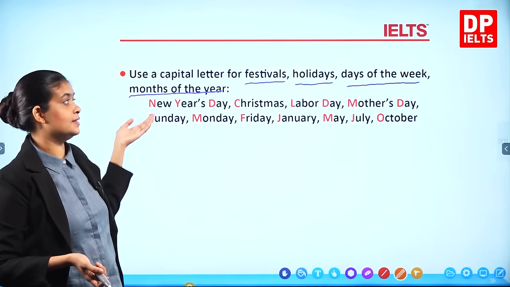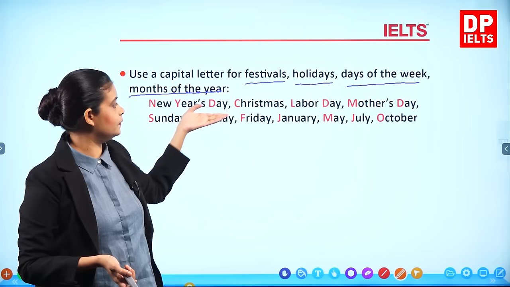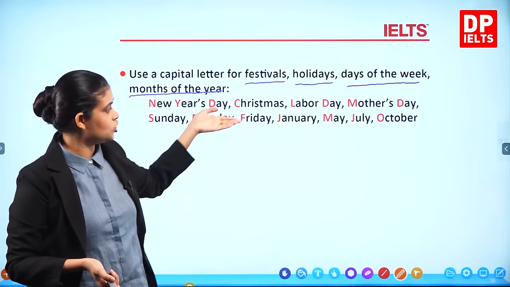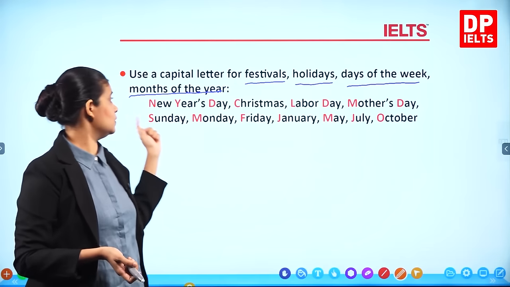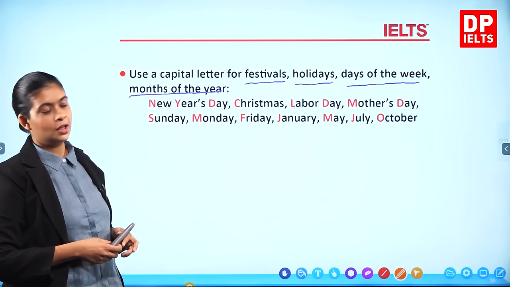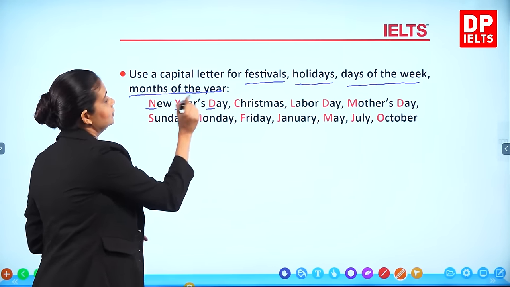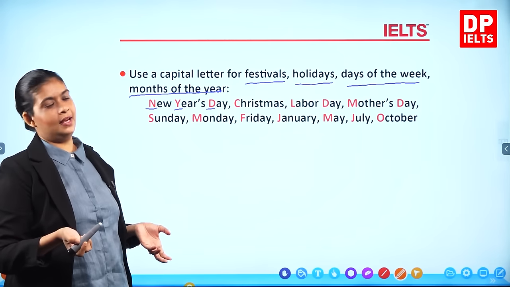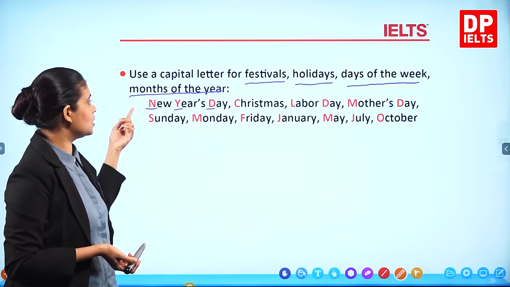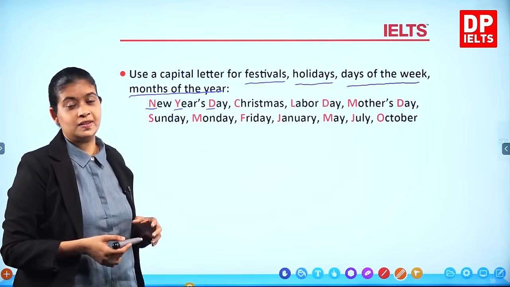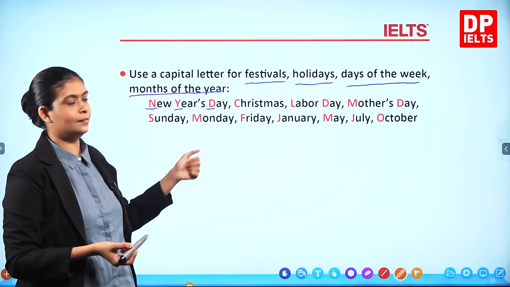Sunday is a day of the week. Monday, Friday, all of those are days of the week. January, May, July, October, those are months of the year. So if you can see, the first letter is being capitalized. New Year's Day is a special day. It's a holiday. Okay. So we have the caps lock, or we say capital or uppercase or capitals here.